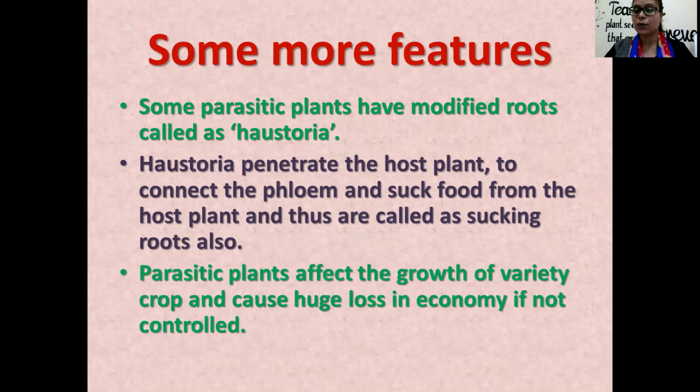Parasitic plants affect the growth of a variety of crops and cause huge damage and huge loss in economy if not controlled. Now, what do they do? Parasitic plants have the tendency of competing. They are mostly not cultivated, so they grow randomly, and because they depend on the host plant, which is the healthy plant that can do all its functions, it can be the crop also. So what do they do? They suck all the nutrition out of the host plant and affect the health of the host plant. So it can cause huge loss in economy if they're not controlled or put a check upon.